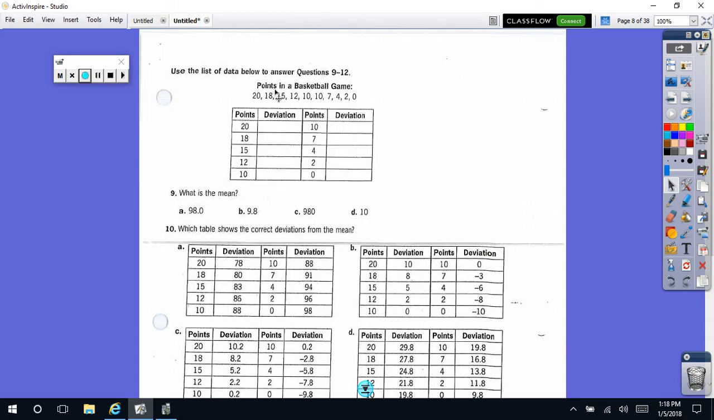While I'm doing that, y'all can go ahead and type these numbers right here across the top into your calculator and start calculating the mean. That is the very first question right here, number 10. What is the mean? And then we'll fill in our deviations, which will help us answer question number 10.